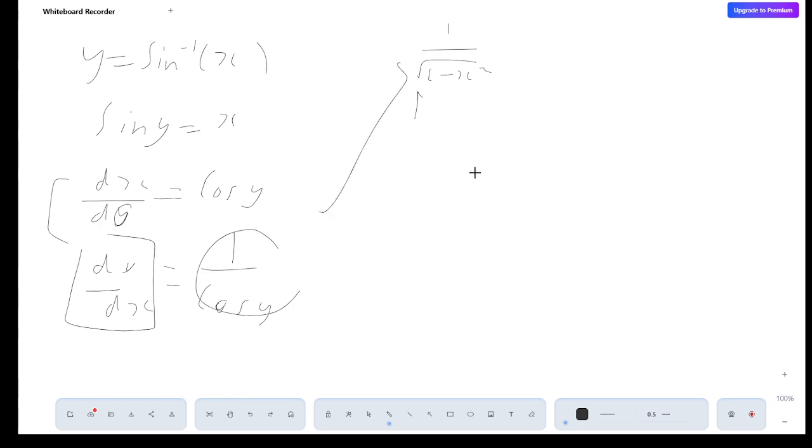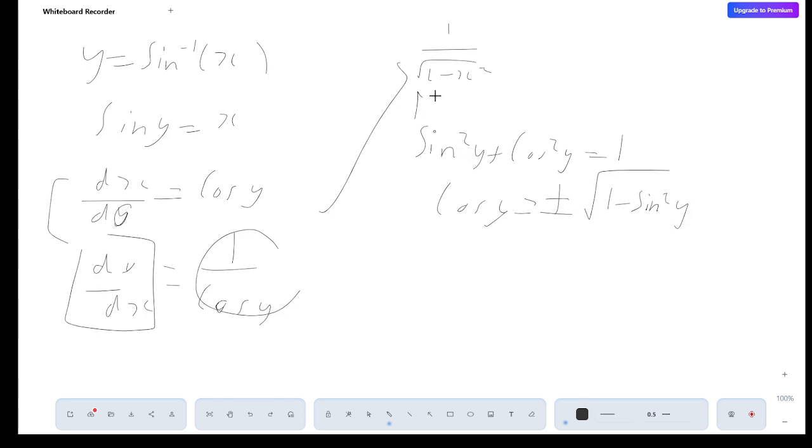But if you think about it properly, you can recall sine squared y plus cos squared y equals 1, right? This is your Pythagorean identity. Make cos y the subject: cos y equals plus or minus the root of 1 minus sine squared y.